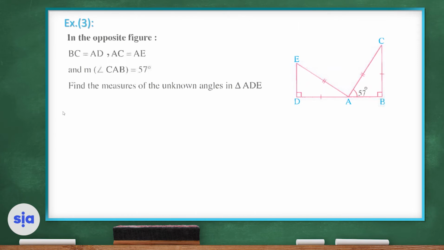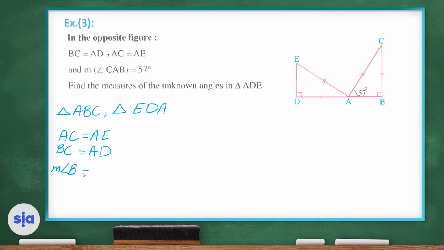You will see here that in triangles ABC and EDA, AC is given equal to AE, BC is given equal to AD, and the measure of angle B is equal to the measure of angle D, and each of them is equal to 90 degrees. Therefore, triangle ACB is congruent to triangle EAD.